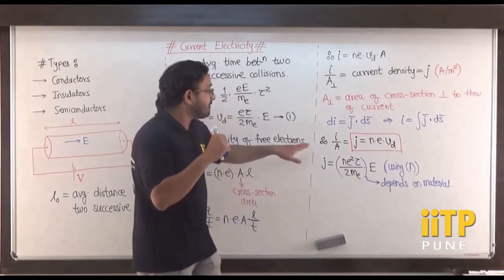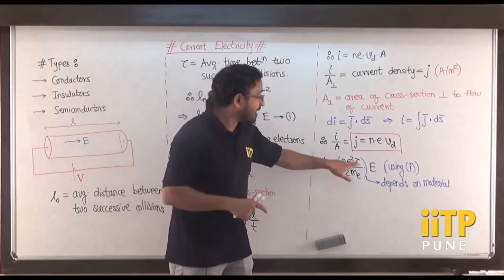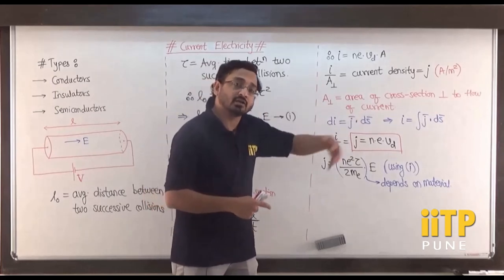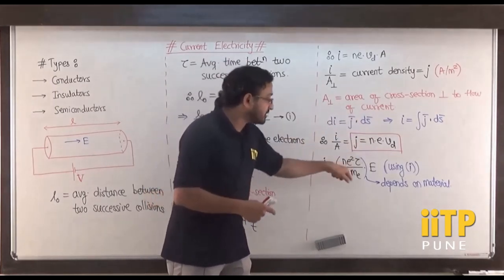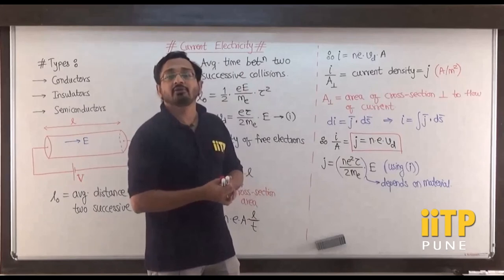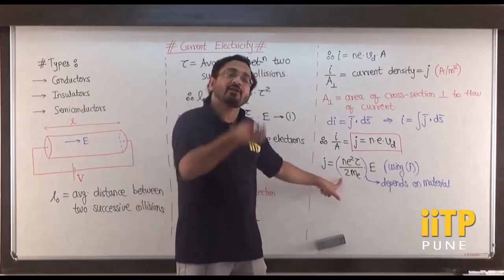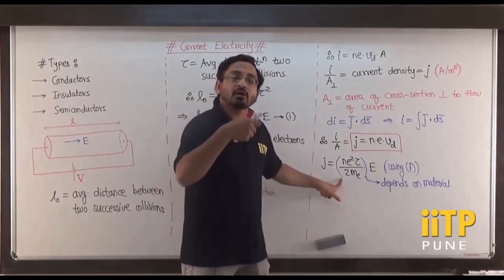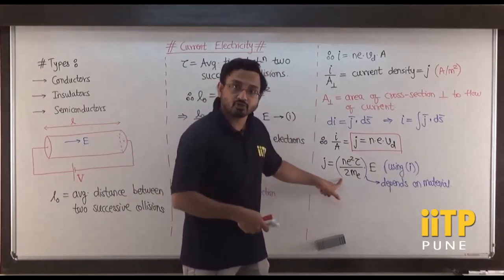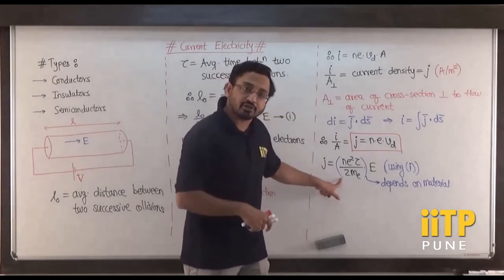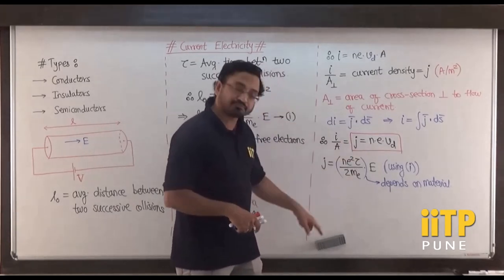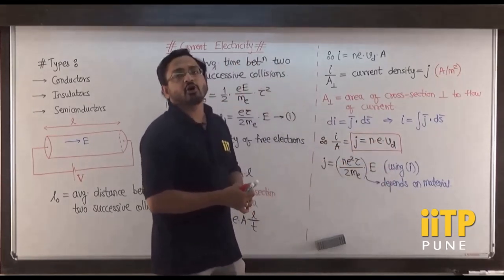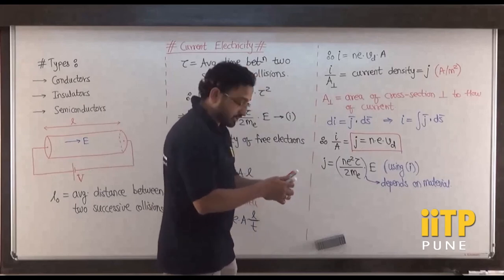That means having a higher value of n and a higher value of tau makes the material a better conductor, and therefore this bracket is called conductivity, because a high value indicates that the material is able to conduct electricity better. So the ability to conduct electricity is obtained from this bracket, and that is a property of the material, and hence that whole bracket is called sigma, and that is conductivity.